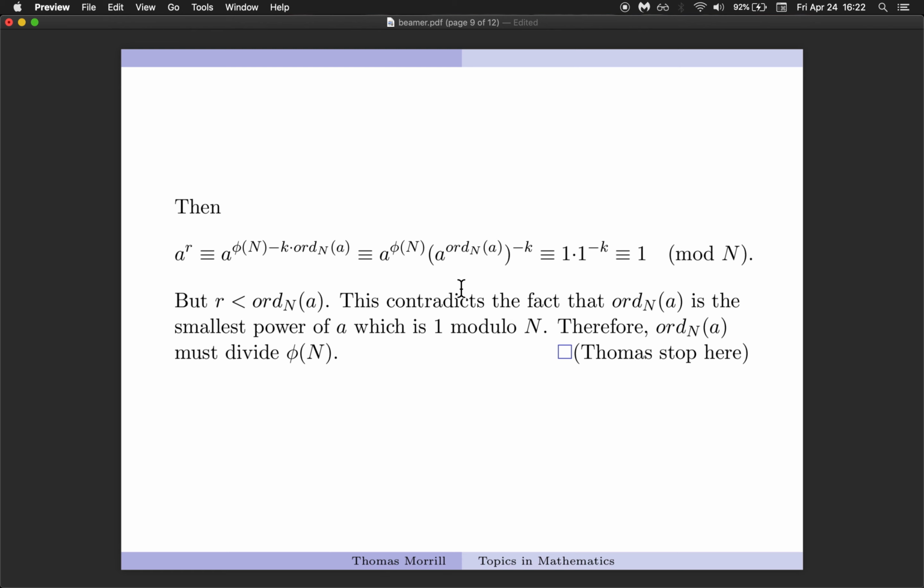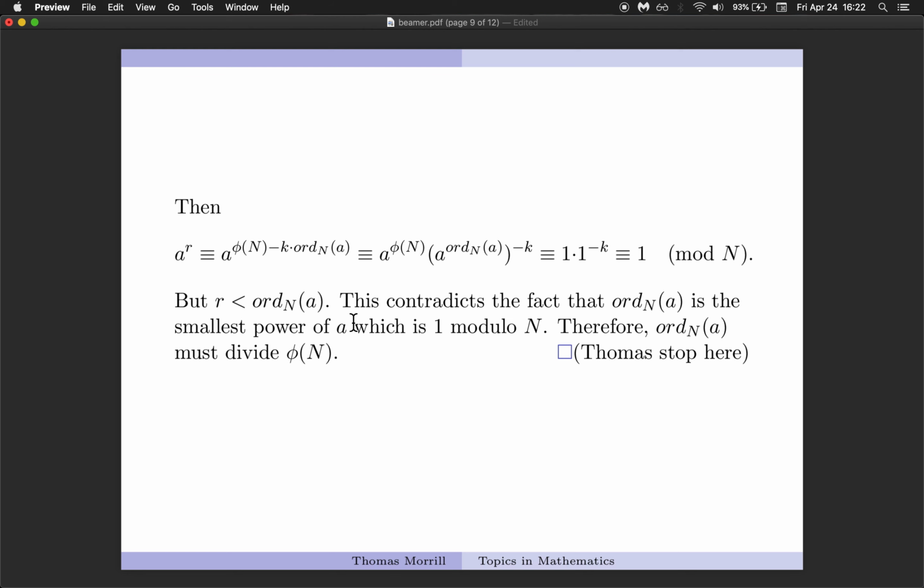Both of these terms here are actually 1 modulo n. So this is where I am using congruences. A to the power phi of n I know is 1, again, thanks to Euler. A to the power order of a is also 1. That's just what it means to be the order of a. So I've got 1 times 1, and that second 1 is raised to the power negative k, but 1 to any power is 1. So altogether, a to the power r must be 1 modulo n.